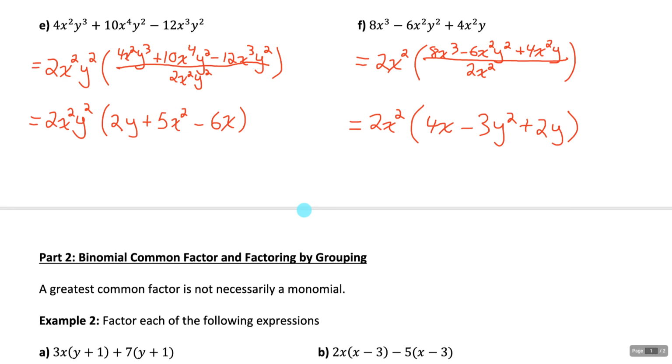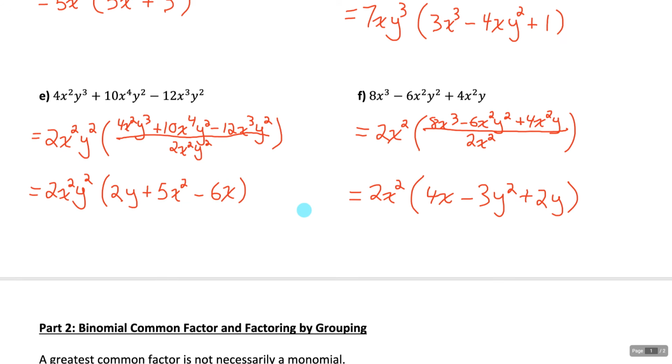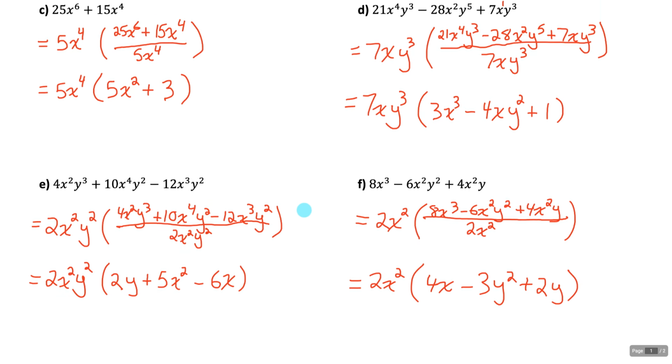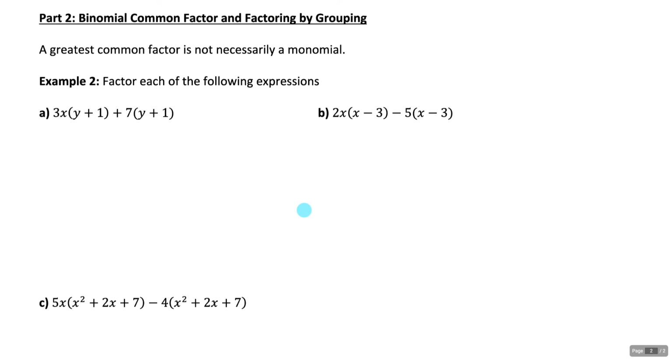Notice for all 6 of those parts, we've rewritten each of the expressions in factored form. They're now all written as a product of two factors. In part 2, we're going to learn that you can factor out more than a monomial. If there's a binomial that's common between two terms, we can remove that as a common factor.